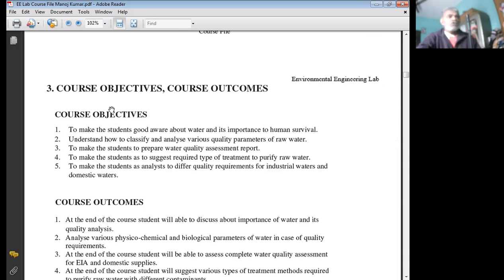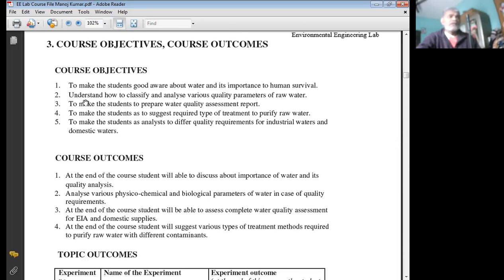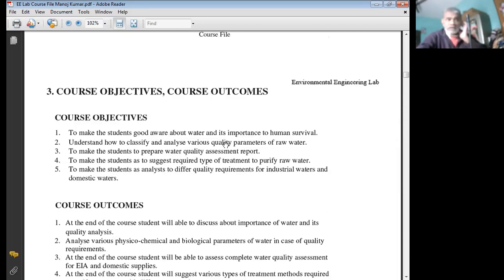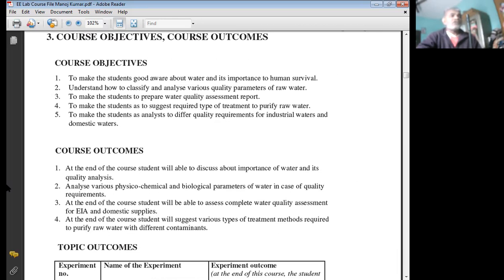The course objectives: to make students well aware of water and its importance to human survival. Understand how to classify and analyze various quality parameters of raw water. To make students prepare a water quality assessment report. To make students suggest the required type of treatment for purifying raw water. To make students able to differentiate quality requirements for industrial water and domestic water.